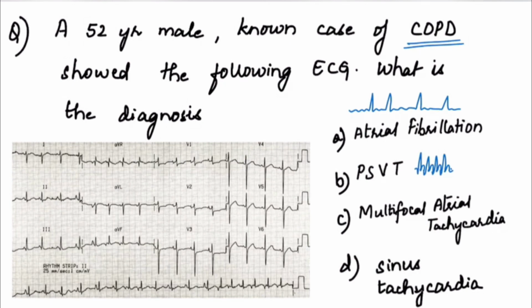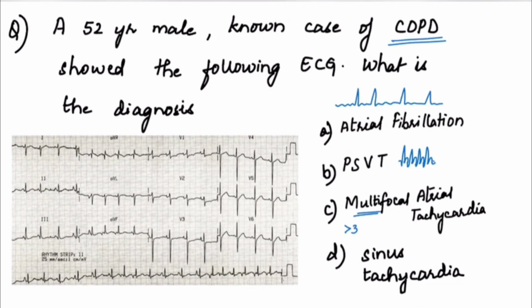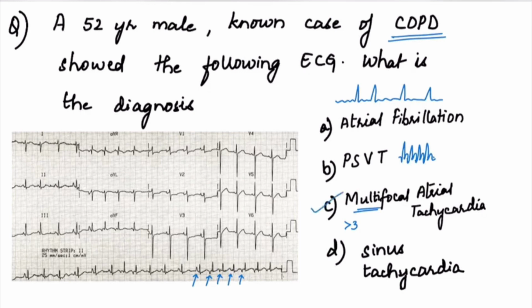And in multifocal atrial tachycardia, there should be different morphologies of P waves. At least more than 3 different morphology of P wave should be present. So here, if we can see the morphology of P wave, in each complex it is different. In some it is inverted, in some it is upright, in some it is tented, and in some it is short. So this ECG shows multifocal atrial tachycardia. Also, remember that this multifocal atrial tachycardia is commonly associated with COPD. So COPD is a hint to diagnose multifocal atrial tachycardia.